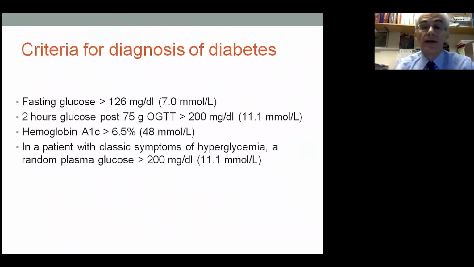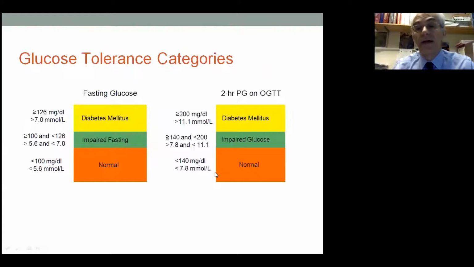Fasting glucose level that is elevated. A 2-hour post-oral glucose tolerance test, although we almost never do an oral glucose tolerance test in clinical care. Hemoglobin A1C of more than 6.5, 48 millimoles, or in a patient with classic symptoms of hyperglycemia, a random glucose above 200 or above 11.1 millimoles. So those are the criteria for diabetes.